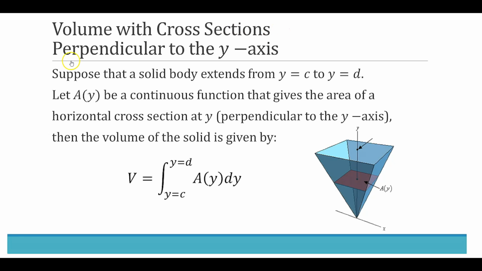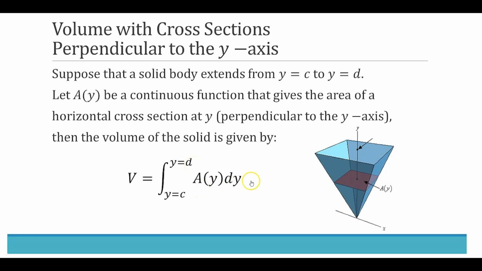Volume with cross-sections perpendicular to the y-axis. Suppose now that a solid body extends from y equals c to y equals d. Let A of y be a continuous function that gives the area of a horizontal cross-section at y, perpendicular to the y-axis. Then the volume of the solid is given by V equals the integral from y equals c to y equals d of A of y dy.